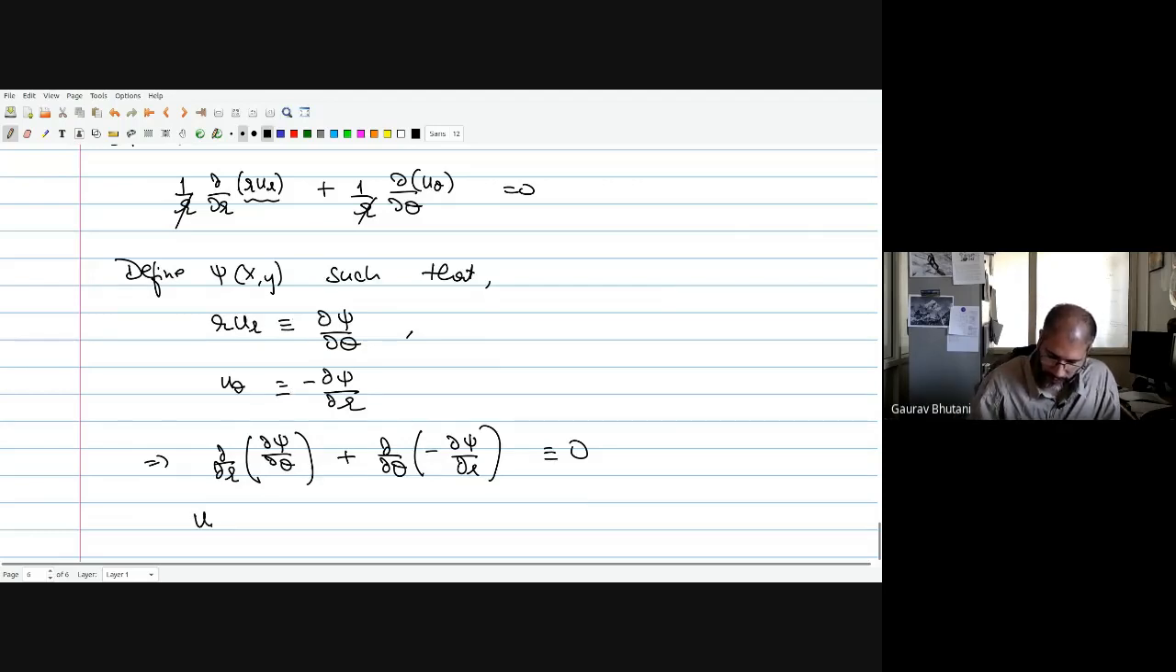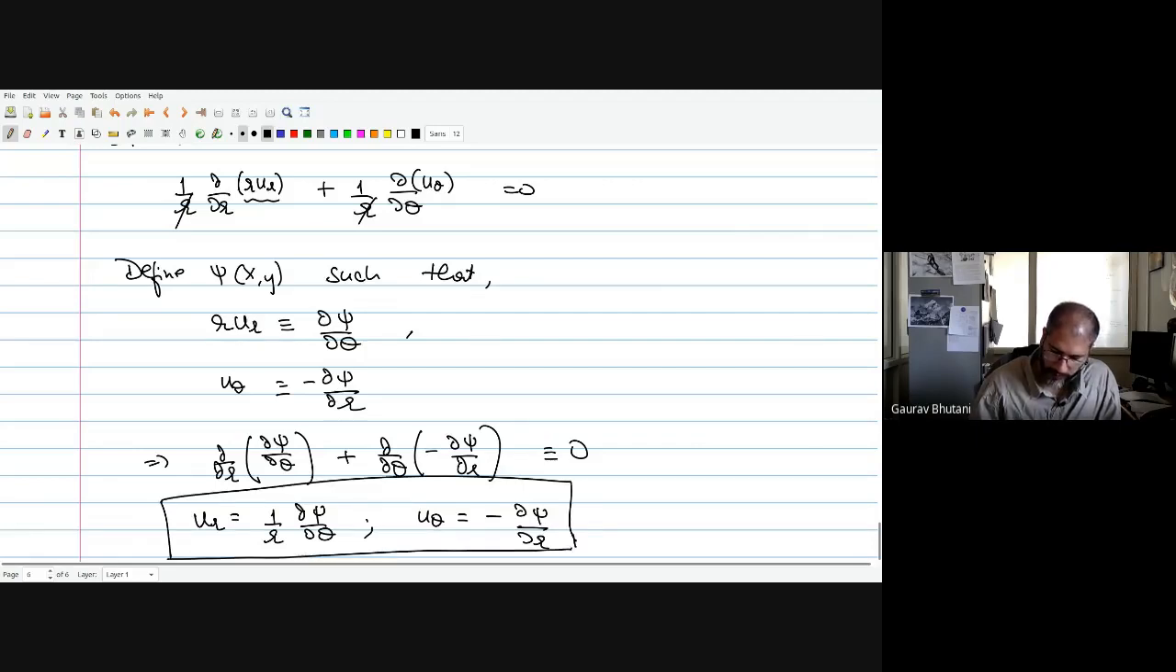Okay. So what this means is your u_r is 1 by r del psi by del theta, and your u_theta is minus del psi by del r. So in polar coordinates, if you define a stream function using this, then you can work with this stream function in polar coordinates. Don't be impulsive and write u_r as simply del psi by del theta. You have to have that 1 by r as well. And dimensionally also it looks all right.